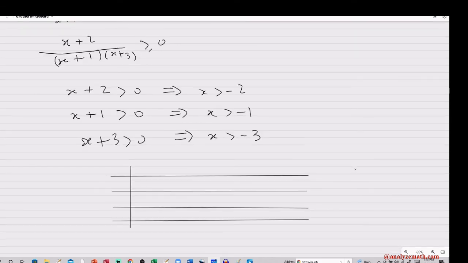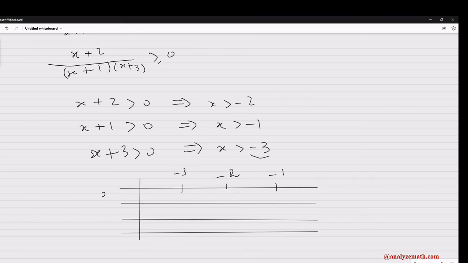So we put our information on a table. Now let's put the zeros. We have negative 3, it's the smallest, and then negative 2, and then negative 1. The factor x plus 2 here. Now x plus 2 is positive when x is bigger than minus 2. Here is minus 2, bigger, that means you go to the right. So that's where x plus 2 is positive. Now let's put some vertical lines here. And of course the other side is going to be negative.